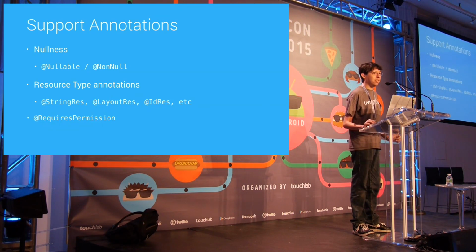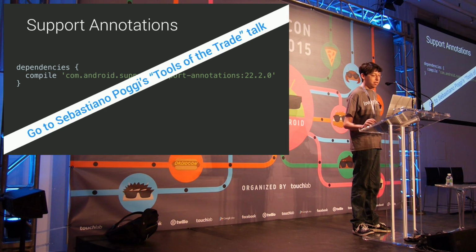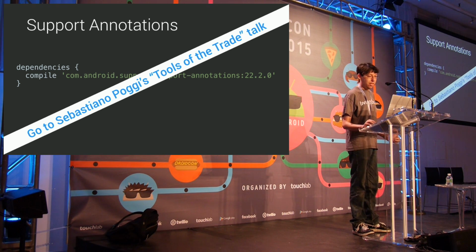You can annotate methods that are going to require permissions. And then a really neat one that just came out is @keep. You don't have to screw around with ProGuard files; you can just @keep a class or a method. I wrote a blog post about this. It was pretty popular, so you can check that out. It's really easy to add to your app. You just add this and then start annotating away. If you want more information, there's a talk right after this one, I think, Tools of the Trade, and he's going to talk about this among some other things.